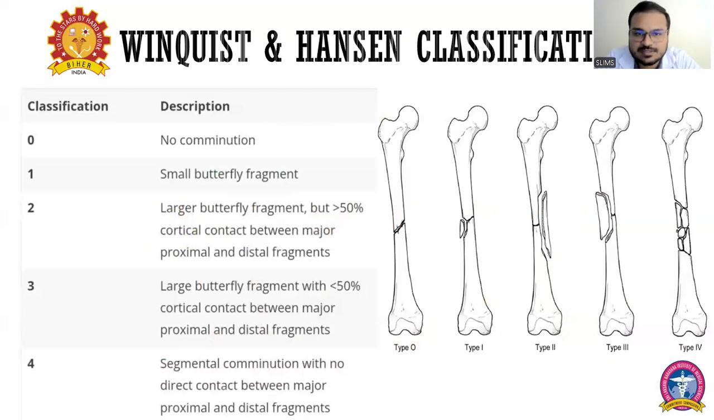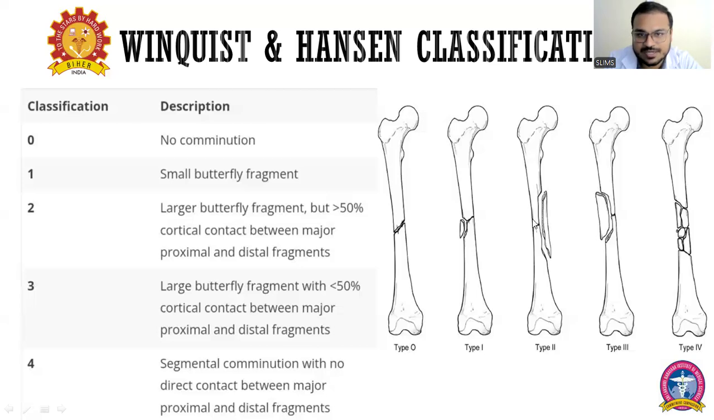Winquist and Hansen's classification is there for the shaft of femur fracture, which is followed universally all around the world. According to Winquist and Hansen, type 0 is no comminution, whether the fracture will be oblique or spiral or transverse depending on the pattern, but the fracture won't have any comminution from the shaft. Type 1 is the small butterfly fragment, as you can see here, which is coming in the shaft. And type 2 is large butterfly fragment, but more than 50% of cortical contact between major proximal and distal fragments.